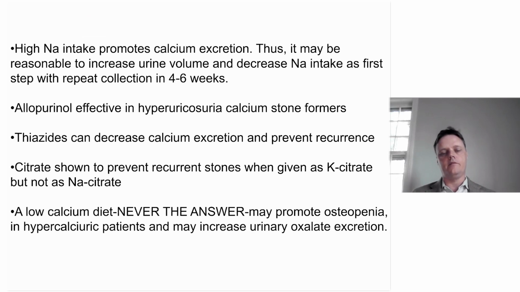I would also mention that if you put somebody with a very high salt intake on a thiazide, then it is not going to be effective in reducing calcium excretion, and you are going to cause potassium wasting. So you will see hypokalemia rather than hypocalciuria. Allopurinol is effective in reducing uric acid levels in calcium and uric acid stone formers, but is not a first-line therapy, which would be to alkalinize the urine.